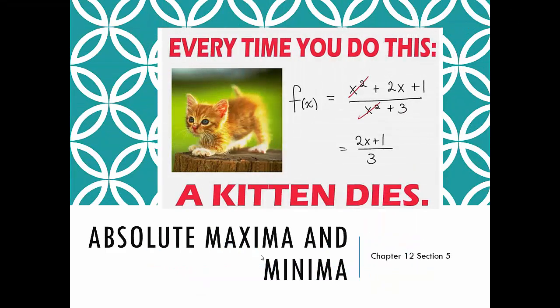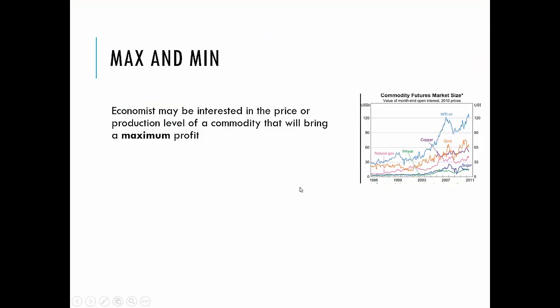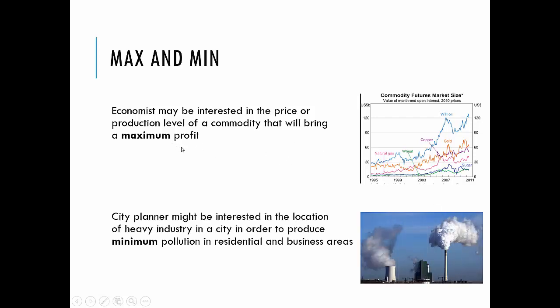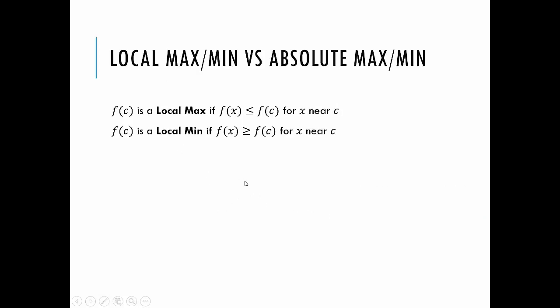So now let's look at absolute maxima and minima. So you might be interested in a price or a production level of a commodity. Certainly you would be interested in maximum profit, or you might be interested in minimum pollution. So certainly you can see a need for maximums and minimums in many different industries.